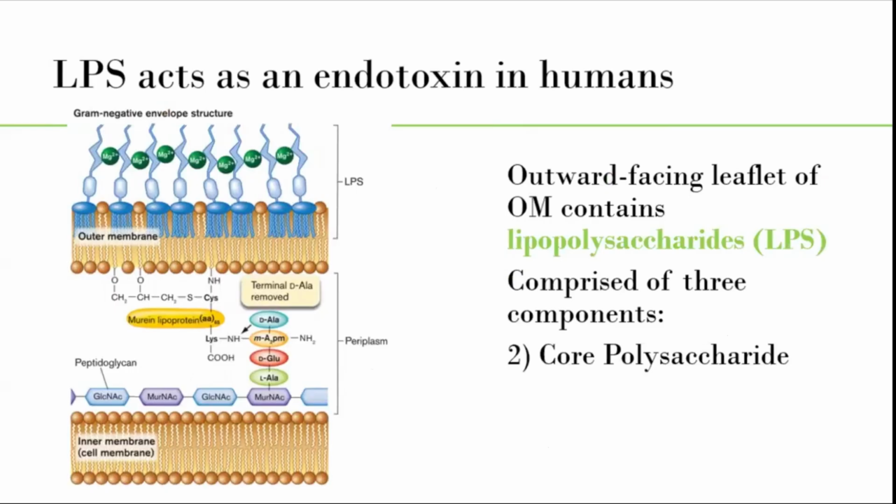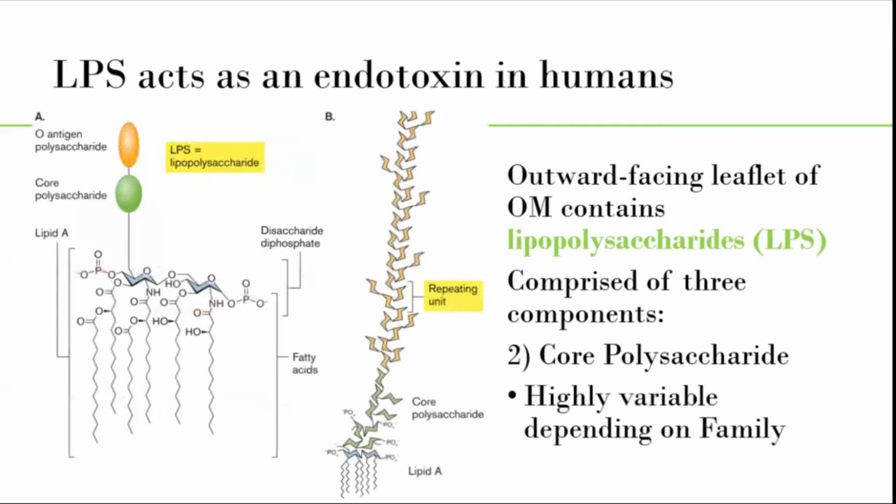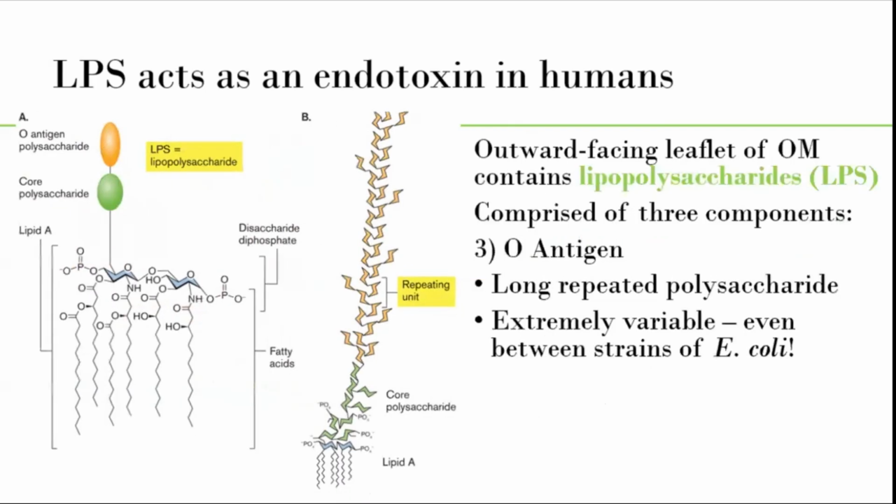Then we have the core polysaccharide. That's this portion right here on this main picture. It's this part right here on the little picture. And it's just a highly variable repeated unit of sugars. Could be really long, could be kind of shorter. It just depends on the species. And that's depending on, you know, where they live and their environment and all that.